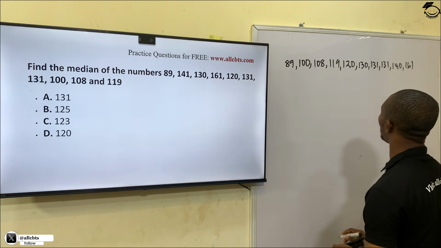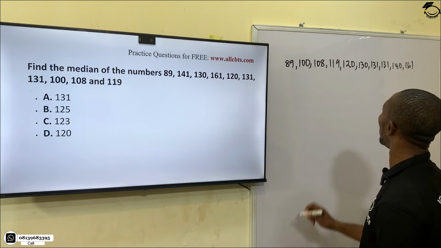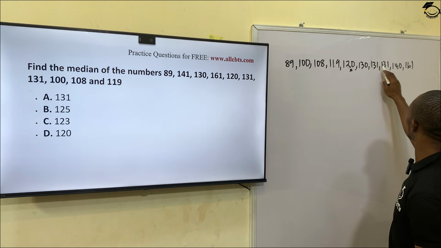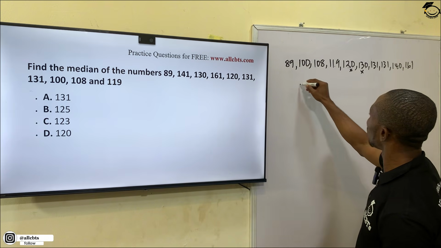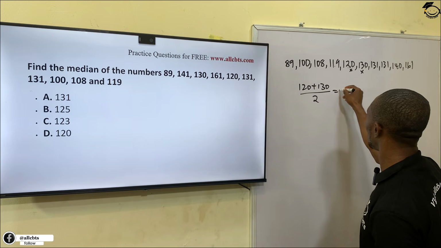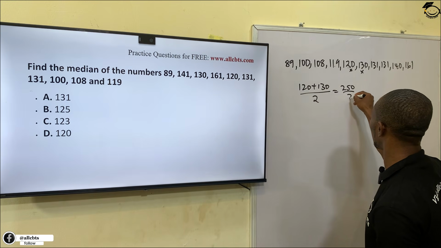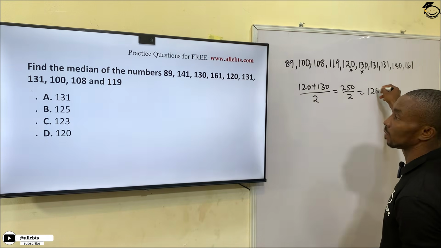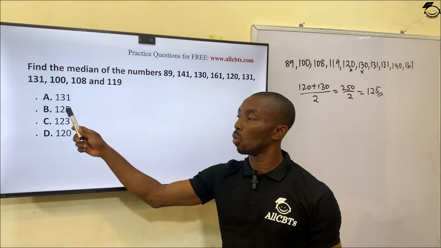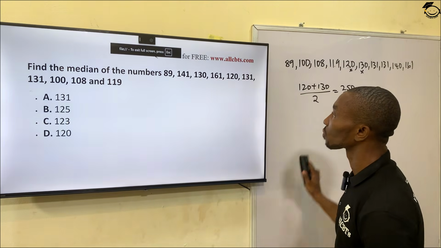So now for our median, which is our middle number, 1, 2, 3, 4, 5. So this becomes 120 plus 130 divided by 2, which gives us 250 divided by 2, which is 125. So our median for this set of numbers would be 125.